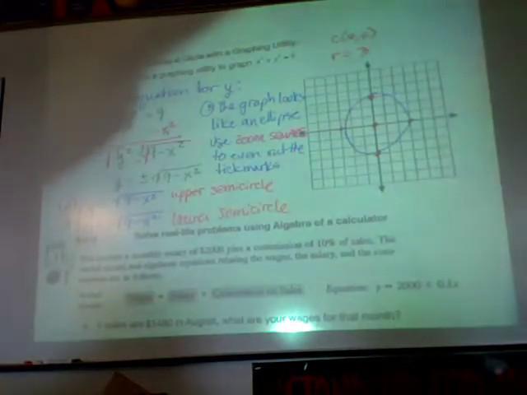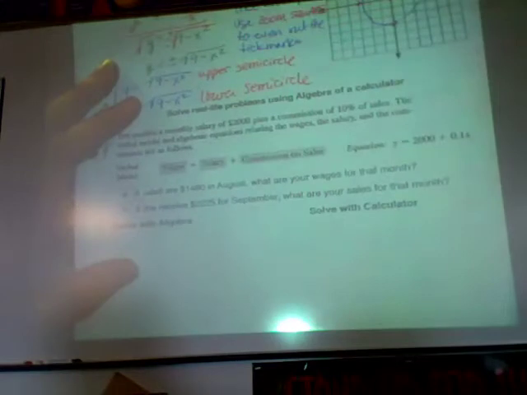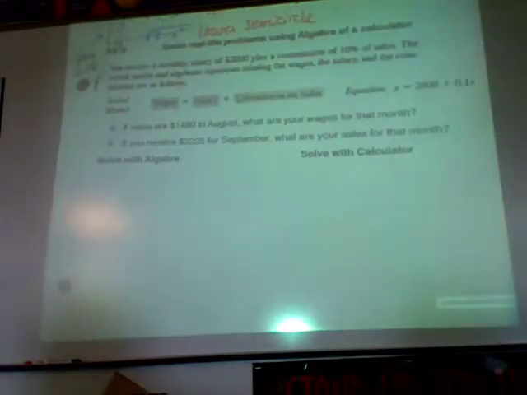I'm the teacher. All right, so let's look at our word problem. This is actually kind of fun. There's a fun little feature in here that I really like.